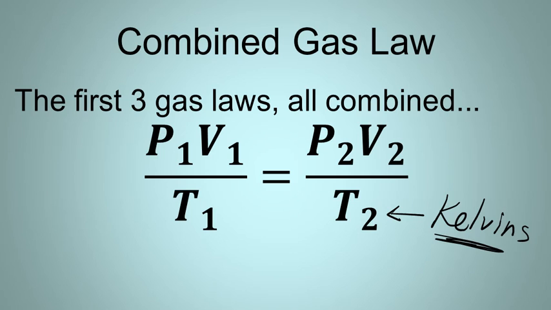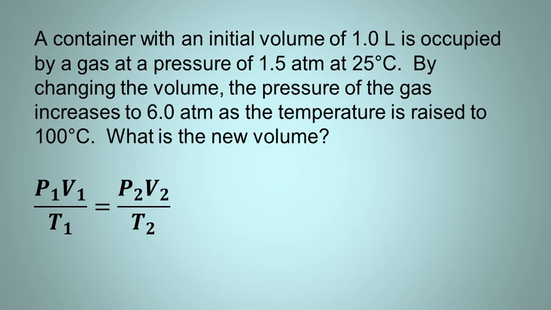So let's try an example with the combined gas law. And you'll notice that this time we have a problem that looks a little bit lengthier. We have more numbers to deal with here, and that's because there are more variables. A container with an initial volume of 1.0 liters is occupied by a gas at a pressure of 1.5 atmospheres at 25 degrees Celsius. By changing the volume, the pressure of the gas increases to 6.0 atmospheres as the temperature is raised to 100 degrees Celsius. What is the new volume?